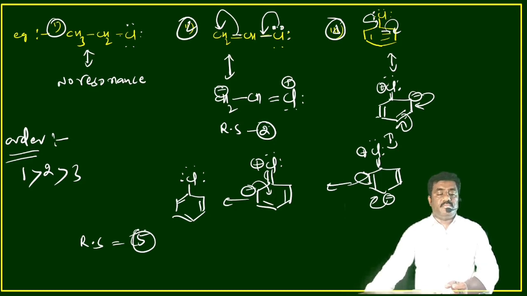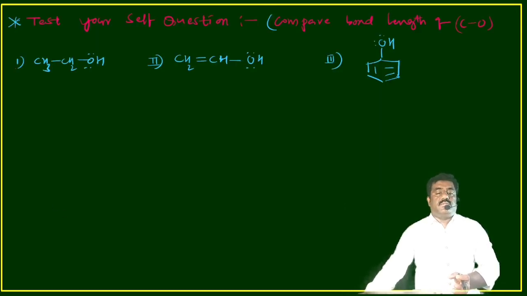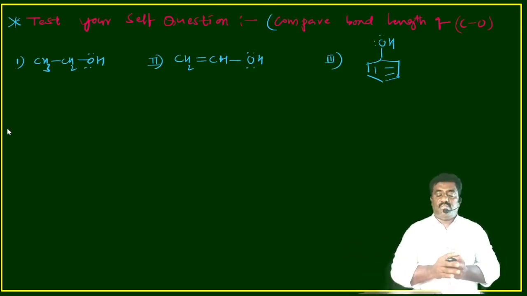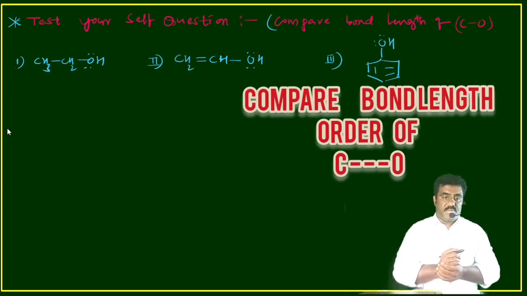Have a look at the test yourself question. Compare the bond length of CH3CH2OH, CH2=CHOH, and phenol. Let's find the answer. Send it in the description.